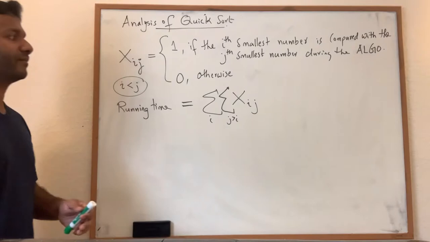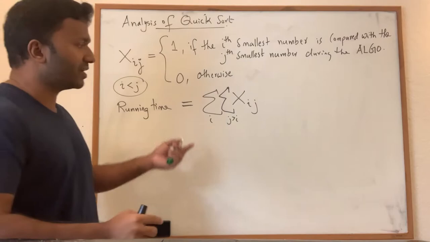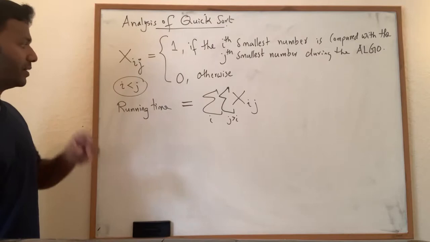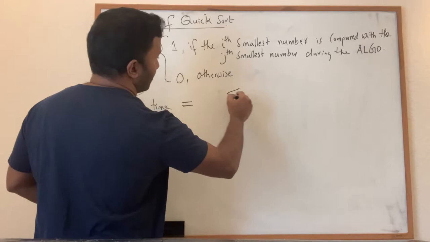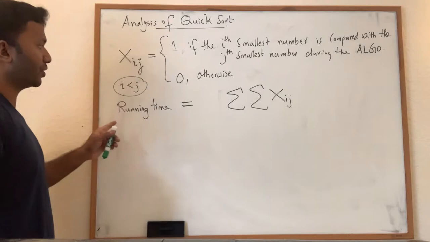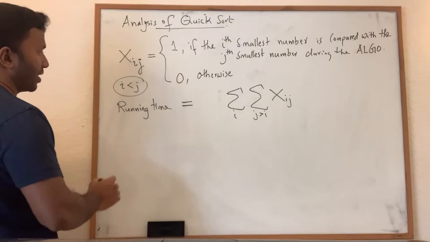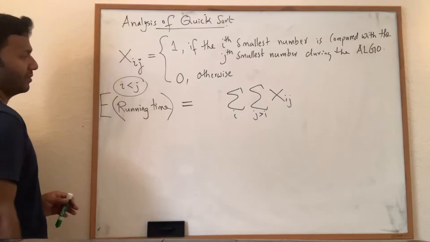This will give us the total number of comparisons we have performed during the execution of quicksort. Therefore, the total running time is the same as the sum over all values of i and the sum over all values of j greater than i of xij. This is the total running time. Therefore, the expected running time is equal to the expected value of this quantity.